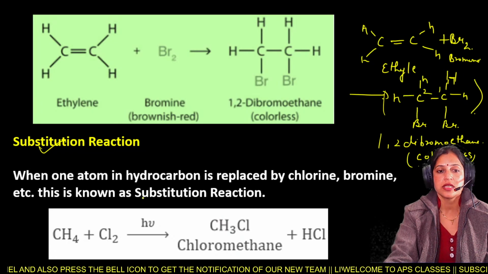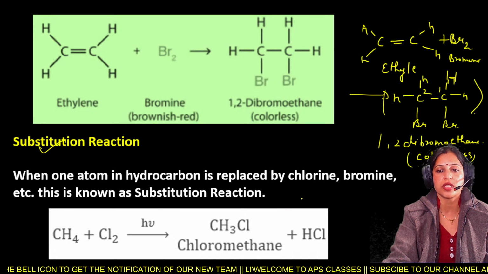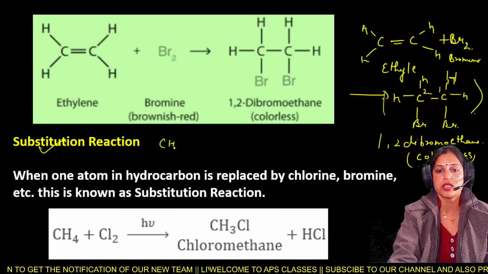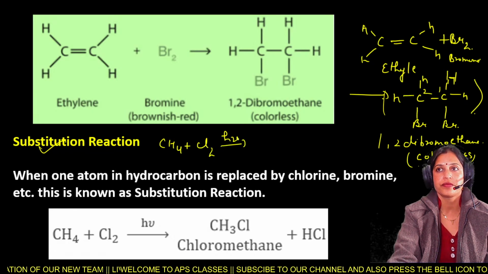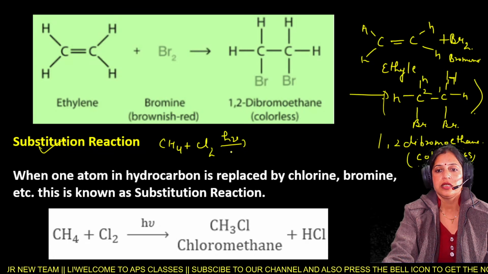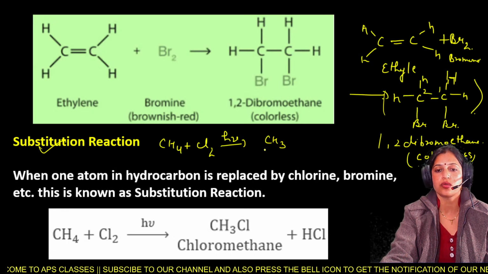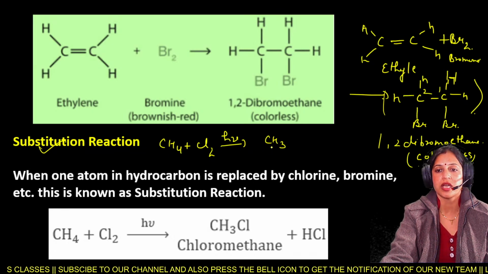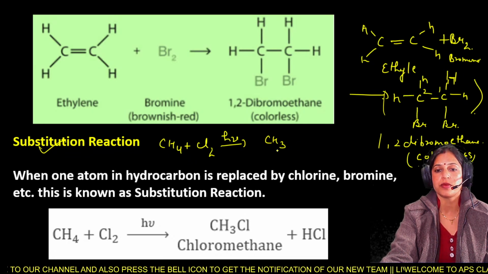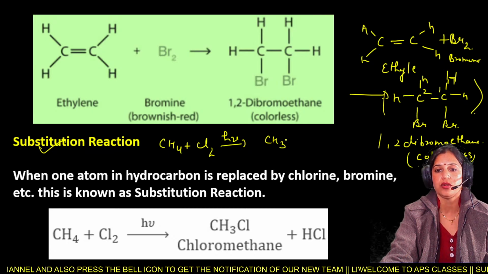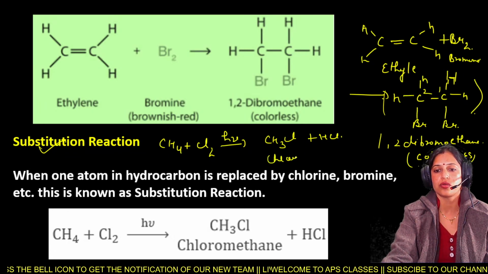When one atom in hydrogen is replaced by chlorine, bromine, etc., this is known as substitution reaction. Suppose this is your methane. When methane reacts with chlorine in the presence of light, one hydrogen is replaced by chlorine. That means there are 4 hydrogens, and here one hydrogen is replaced with the chlorine. That is CH3Cl plus HCl. This is your chloromethane.